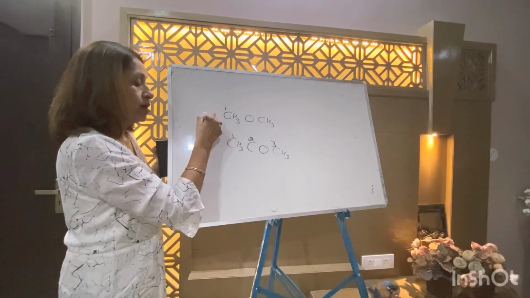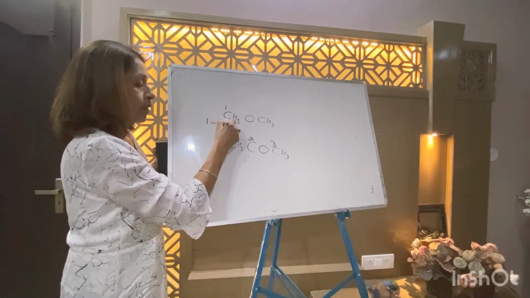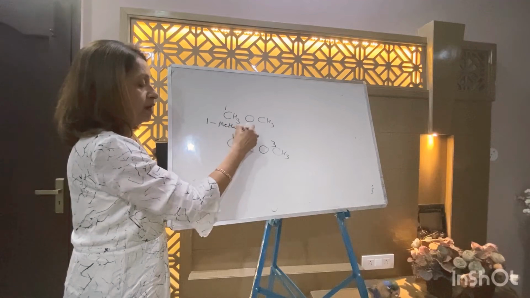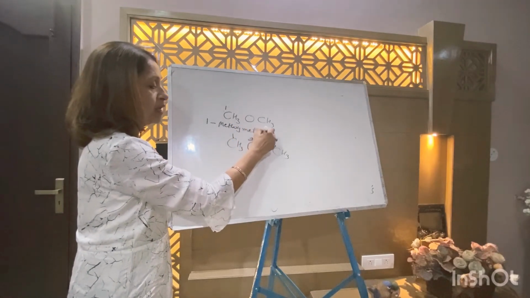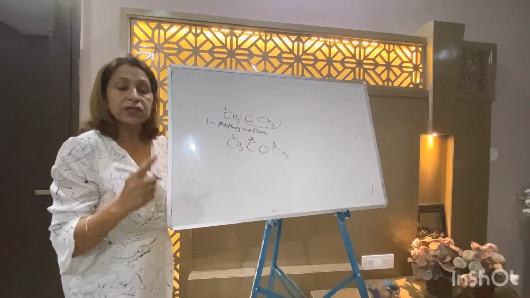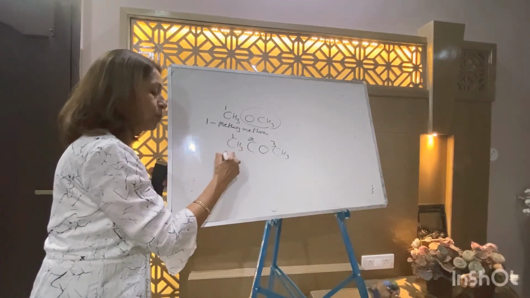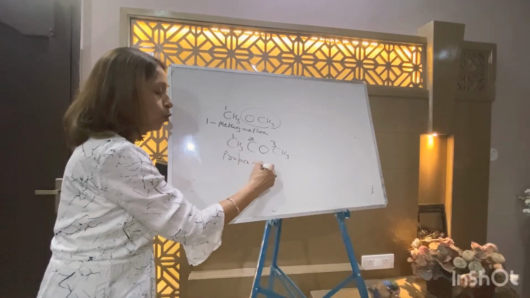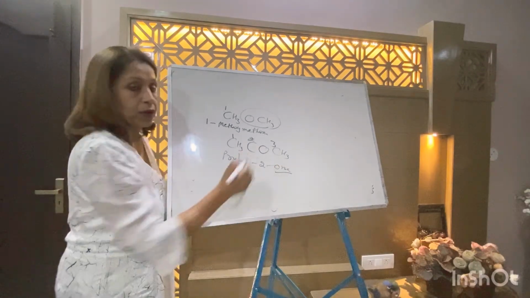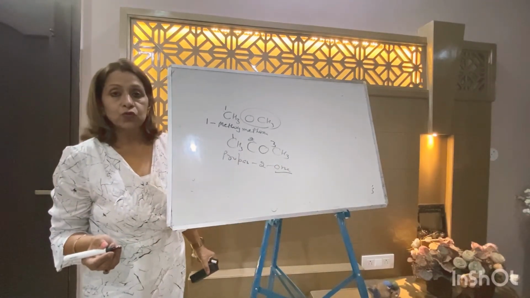So it's 1-methoxy methane. This is methoxy. Methoxy methane. But in this case, it is propane 2-one. Ketone is called one. It's a propane 2-one.